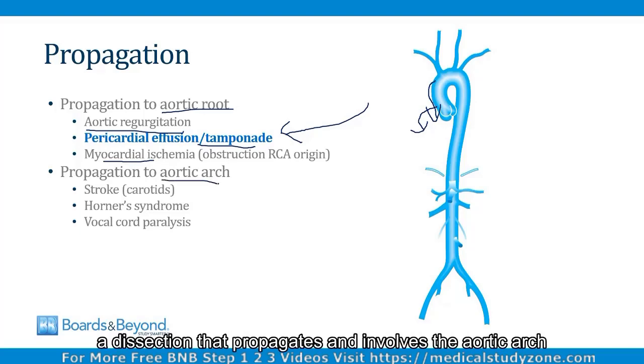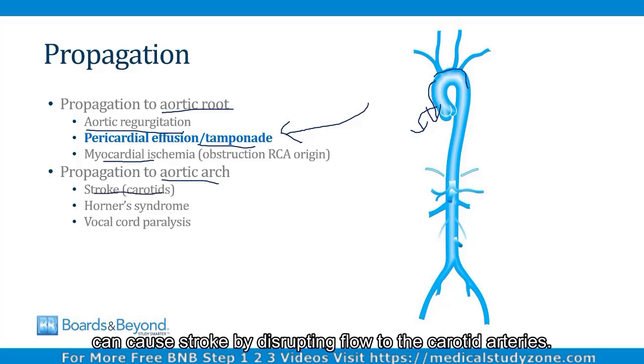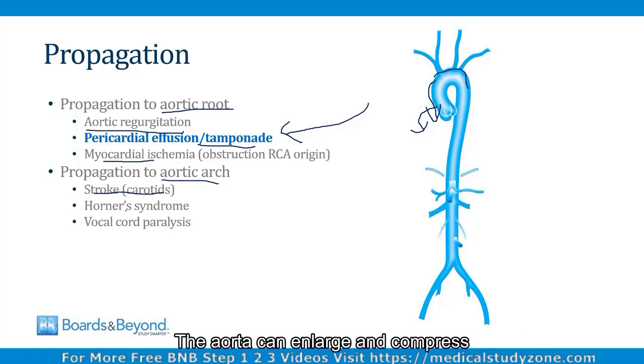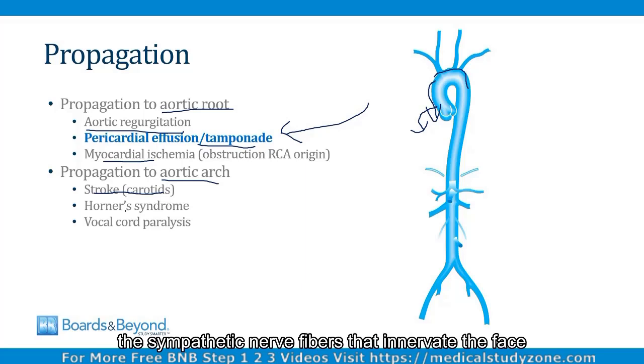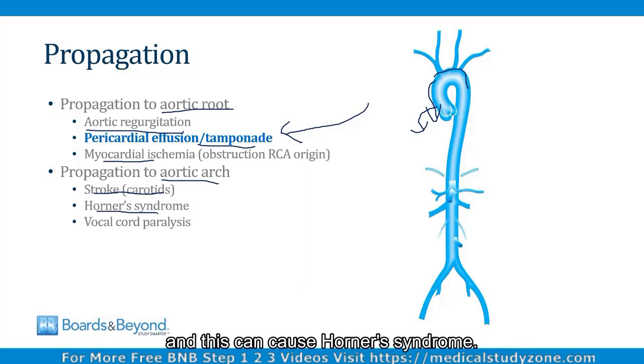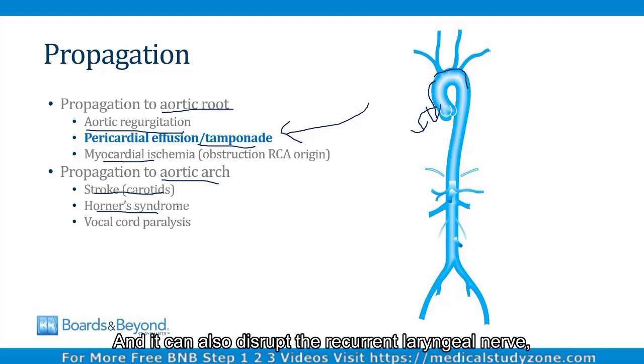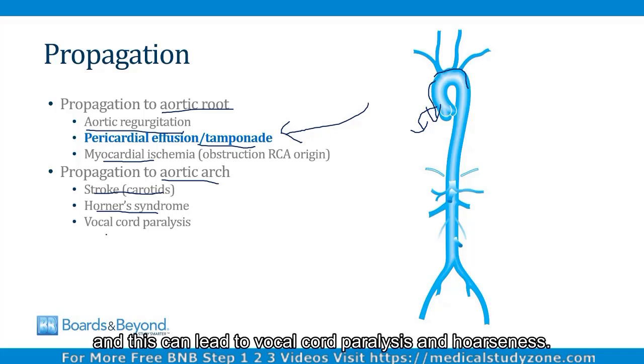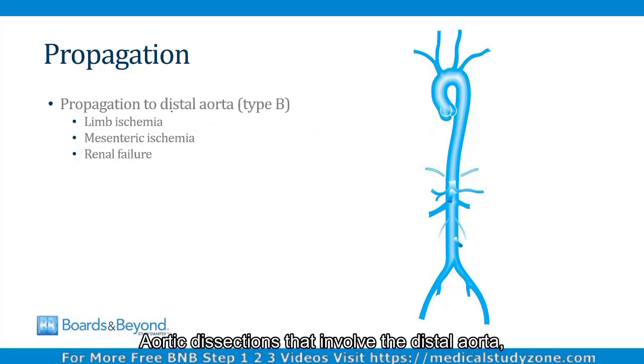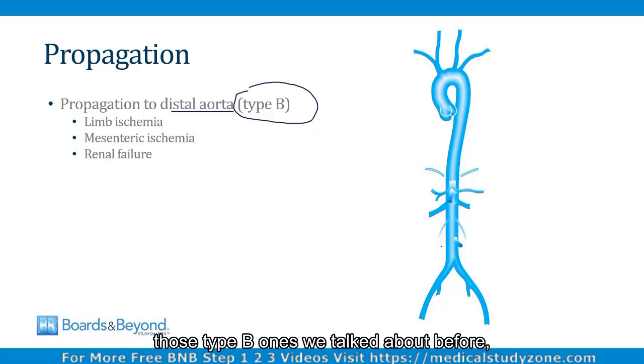Going in the other direction, a dissection that propagates and involves the aortic arch can cause stroke by disrupting blood flow to the carotid arteries. The aorta can enlarge and compress the sympathetic nerve fibers that innervate the face, and this can cause Horner syndrome. And it can also disrupt the recurrent laryngeal nerve, which travels near the aorta, and this can lead to vocal cord paralysis and hoarseness.